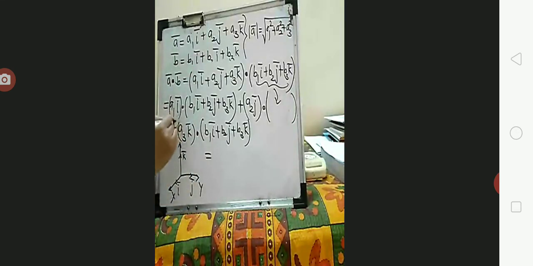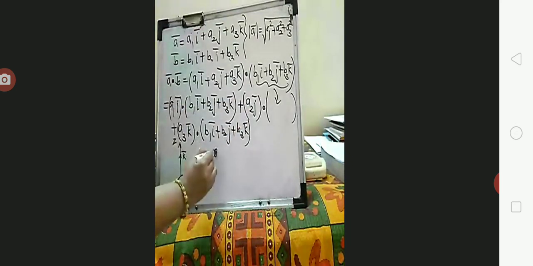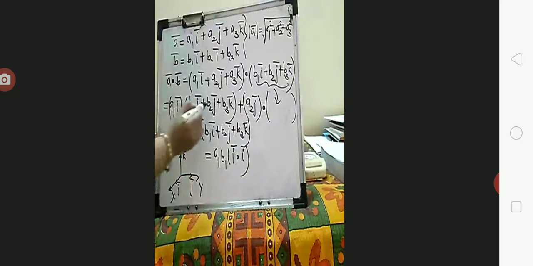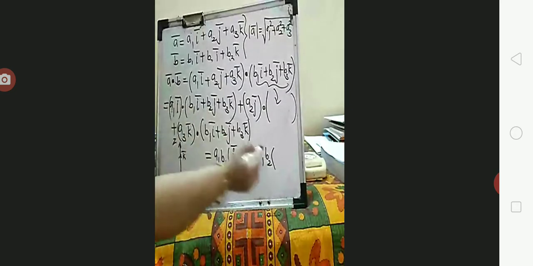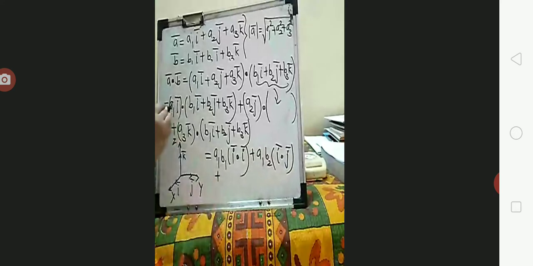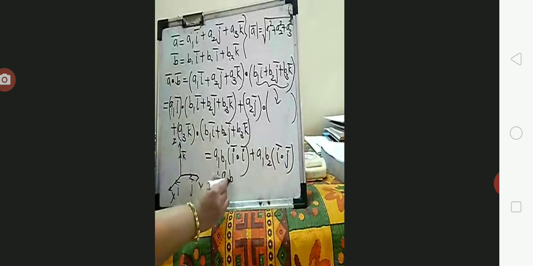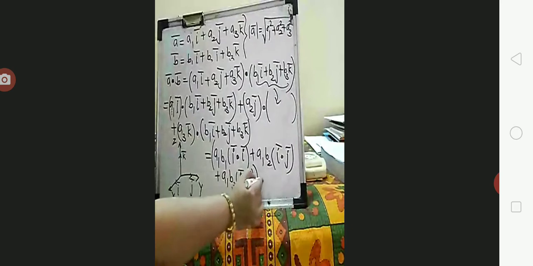So what will be the first component? I'll write it down for the first bracket. Splitting up the first bracket, then you will understand the second one. So it is a1 b1 times i bar dot i bar, correct? Then a1 b2 times i bar dot j bar, correct? Then a1 times b3, i bar dot k bar. This is for the first bracket when you open it.